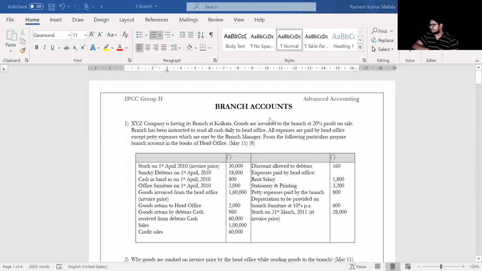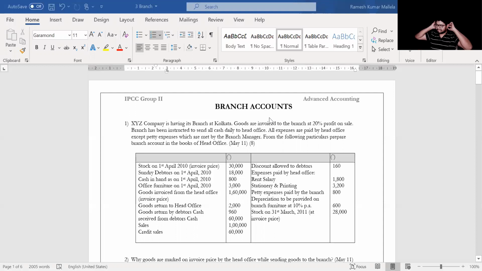First question: XYZ company is having its branch at Kolkata. Goods are invoiced to the branch at 20% profit on sale. The branch has been instructed to send all cash daily to head office. All expenses are paid by head office except petty expenses, which are met by the branch manager. From the following particulars, prepare the branch account in the books of head office.